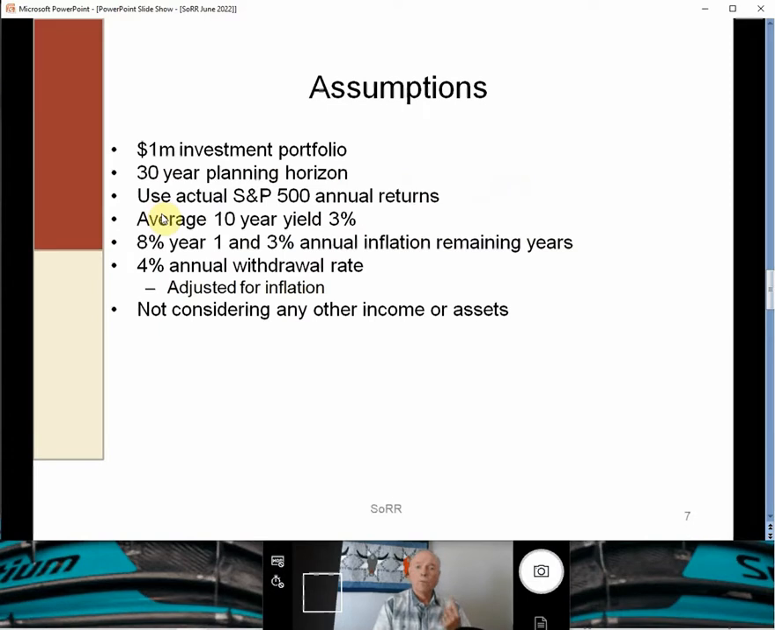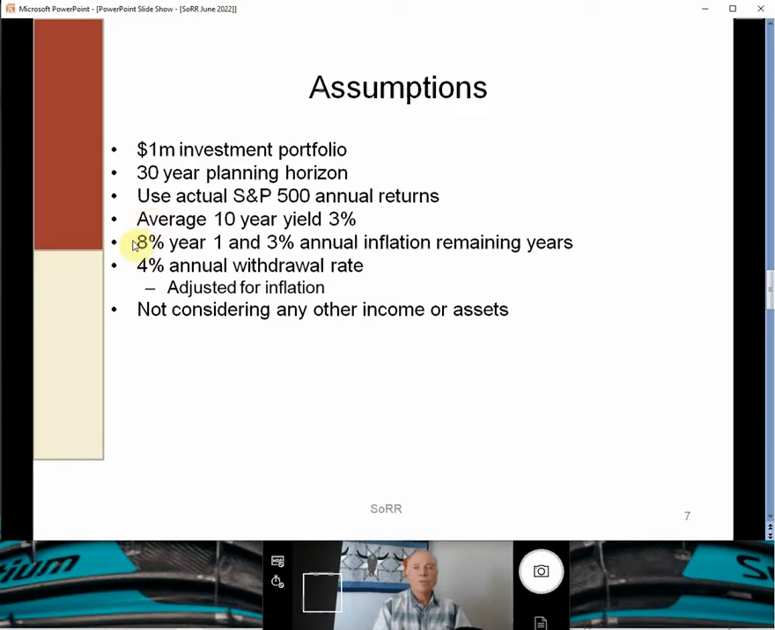Assumptions. You start out with $1 million in your investment portfolio. I'm looking at a 30-year planning horizon for retirement. I'm using actual S&P 500 annual returns for the past 30 years to inject some reality and some randomness instead of just making some standard across-the-board assumption. And I'm using a 3% yield on the fixed income portion, the 40% that's fixed income. I'm using the 10-year yield, which today is almost 3%.